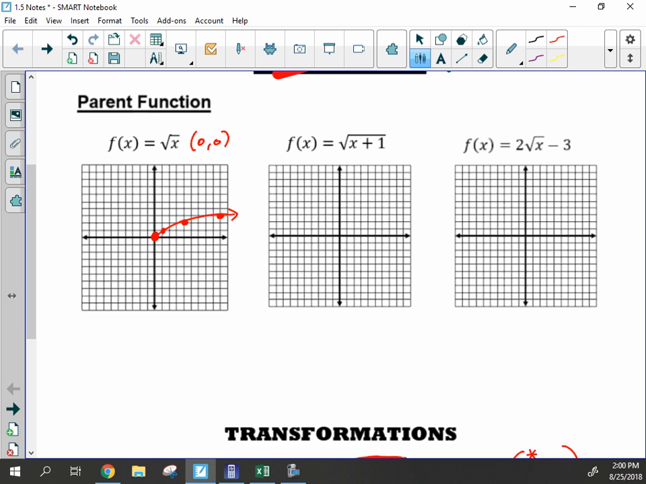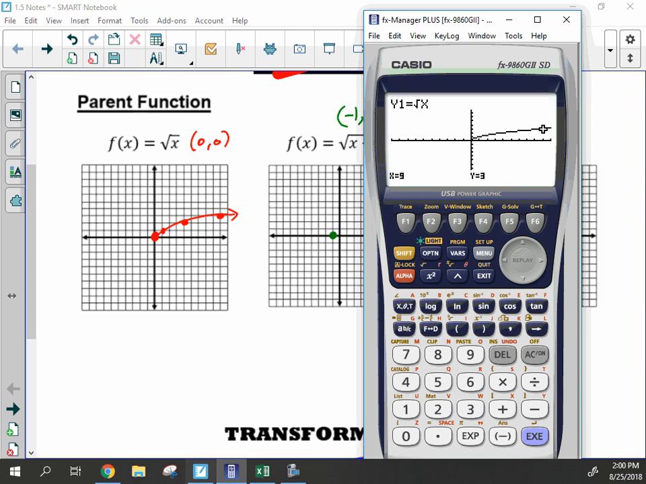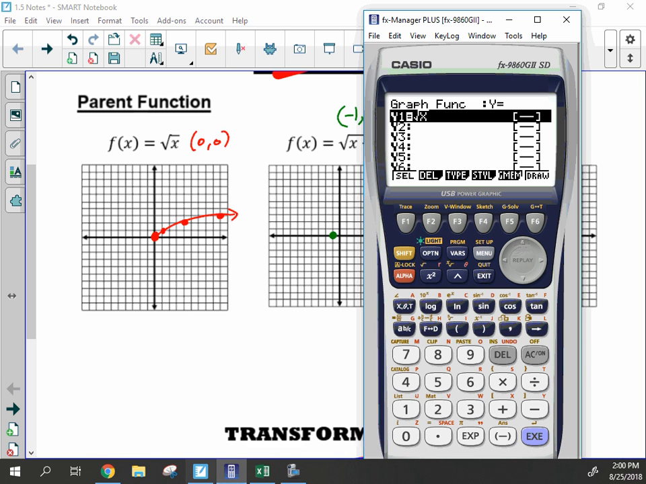Okay, the next one. Again, we can find the starting point just by looking at the opposite of the number that's inside, and then the number at the end, and there's nothing here, so that's a 0. So that means this graph is going to start here. If I were to go into the graphing calculator, I'd hit exit to go back, delete this, Shift, the x squared button, and now we just have x plus 1.